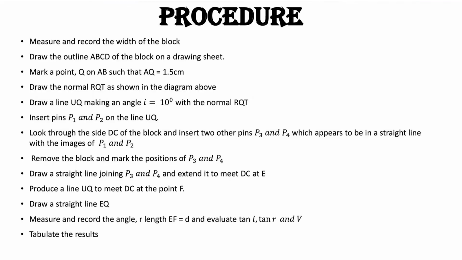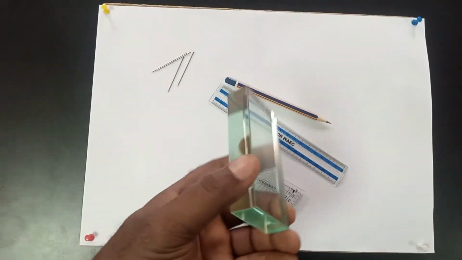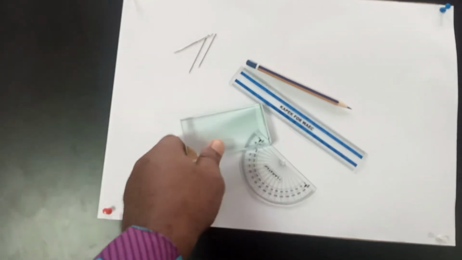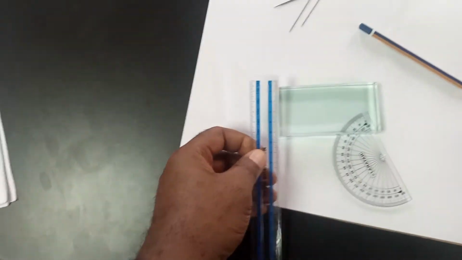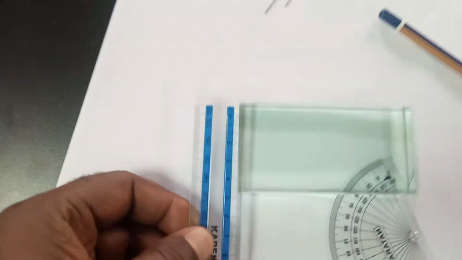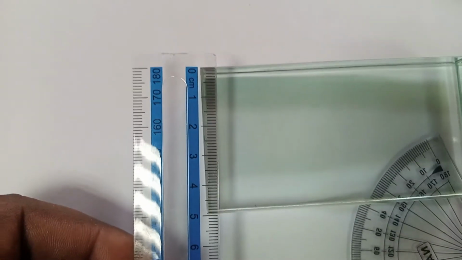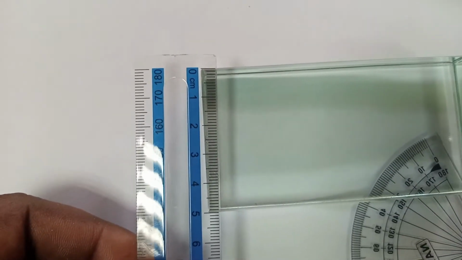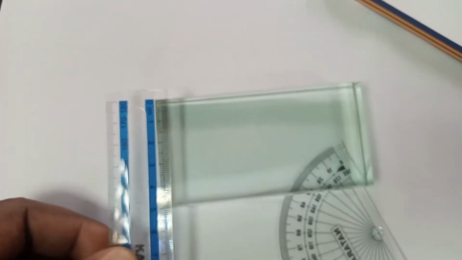Now, in this experiment, we are first of all told to measure the width of the rectangular glass block. You can see here is my rectangular glass block. So I'm asked to measure the width. If you check with me here, you will see that the width of the rectangular glass block is exactly 5 cm. So I'm going to record the width as 5 cm.